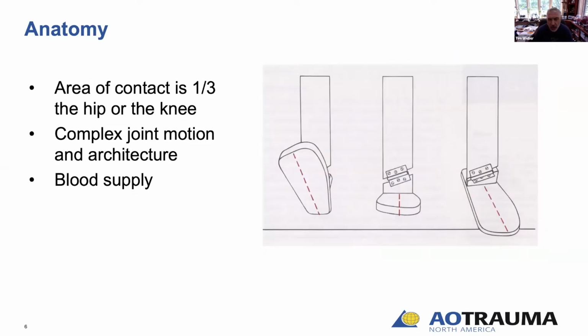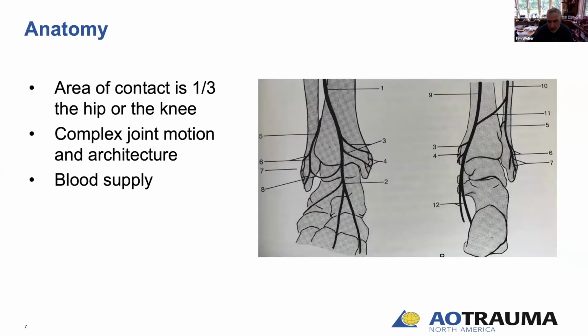It has a complex motion. It's not just a simple hinge, but your foot externally rotates as you dorsiflex and internally rotates as you plantar flex. The blood supply is actually quite good in this area, allowing us to do our osteotomies and oftentimes get this to heal.